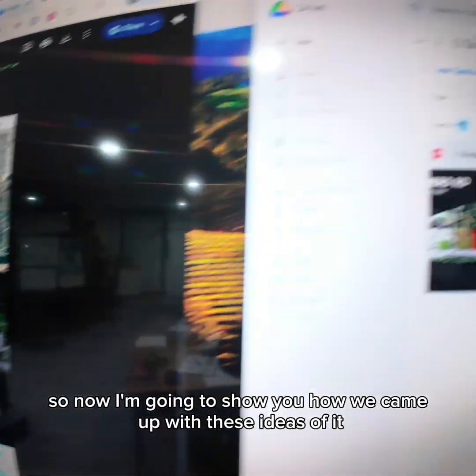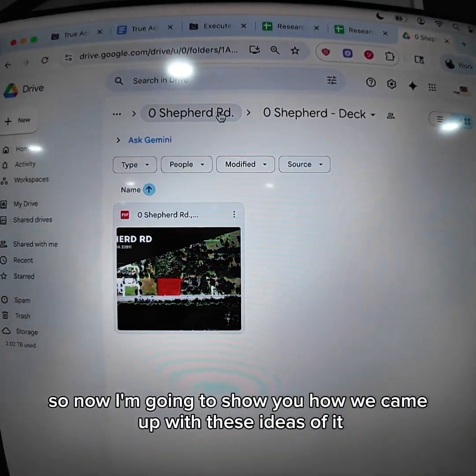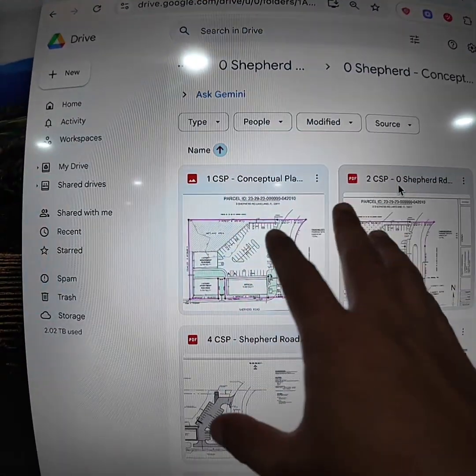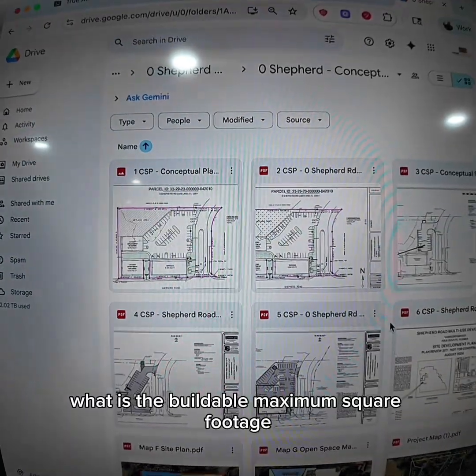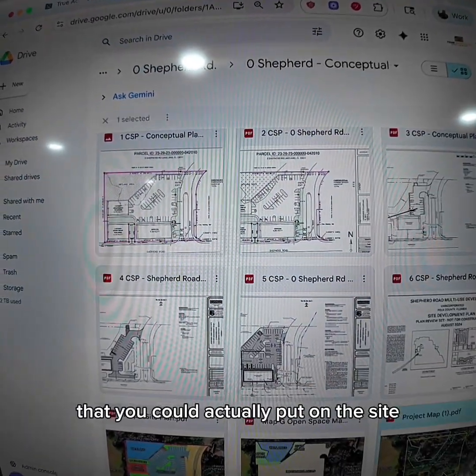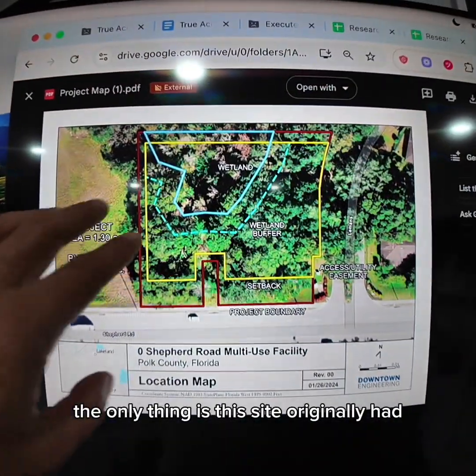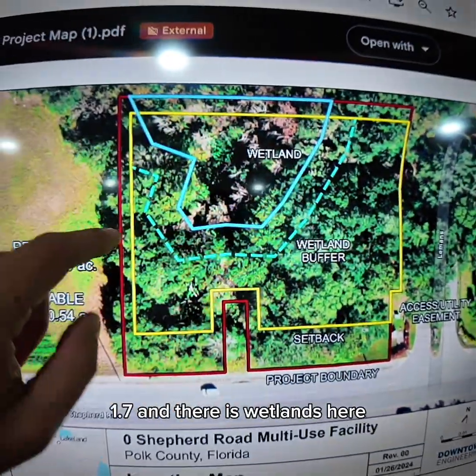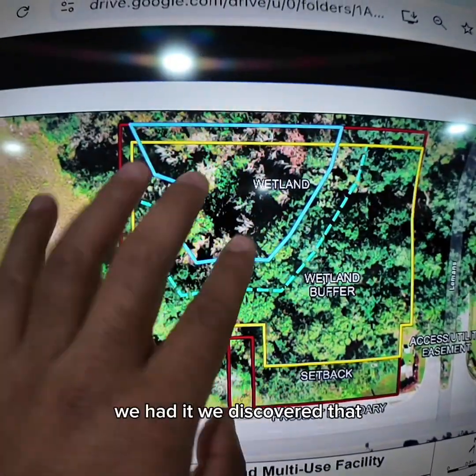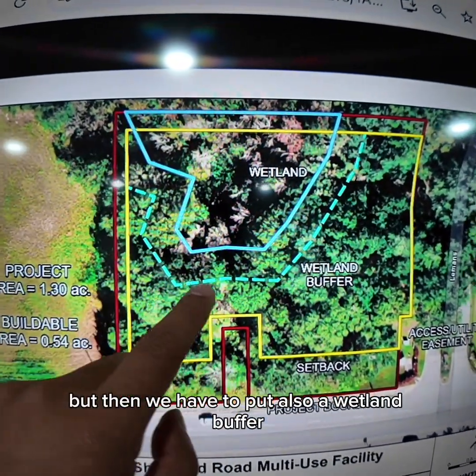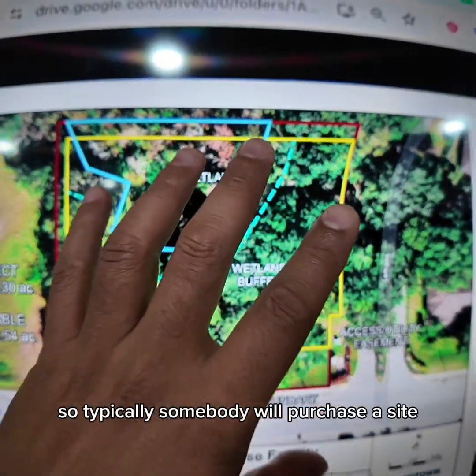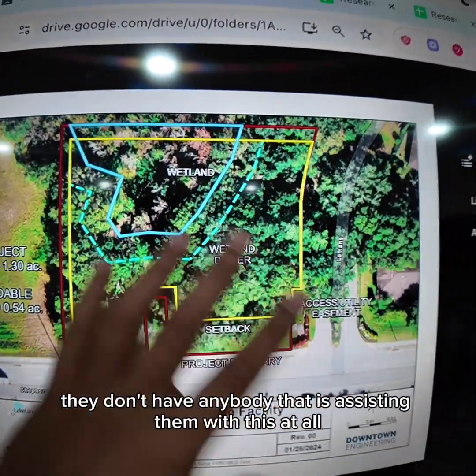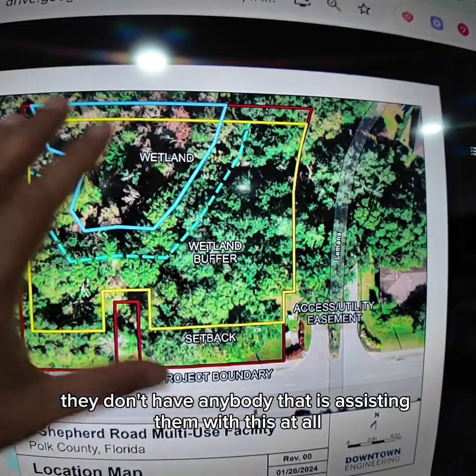So now I'm going to show you how we came up with these ideas, right? Remember, you always want to start with the buildable maximum square footage that you could actually put on the site. The only thing is, this site originally had, this is the site right here, 1.7, and there is wetlands here. We discovered that, but then we also have to put a wetland buffer. So typically somebody will purchase a site, but they have no idea, they don't have the studies, they don't have anybody assisting them with this at all.